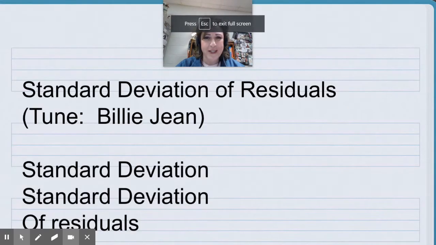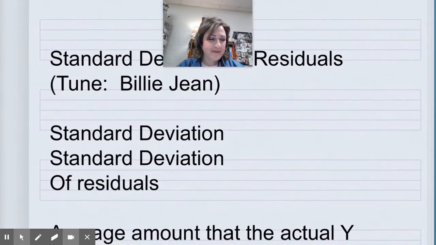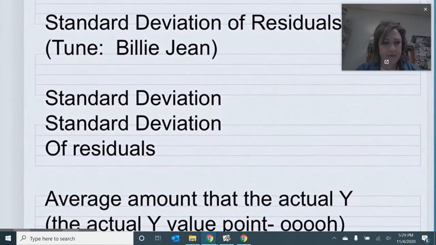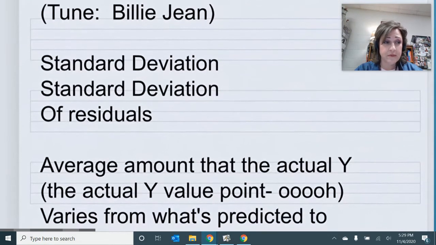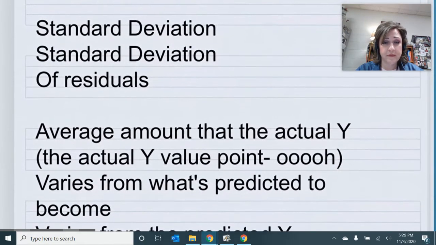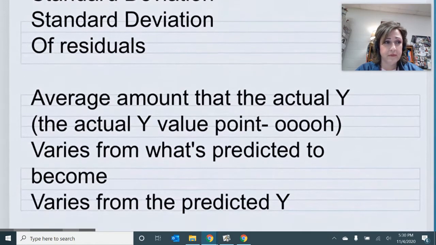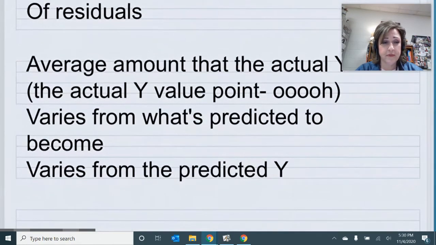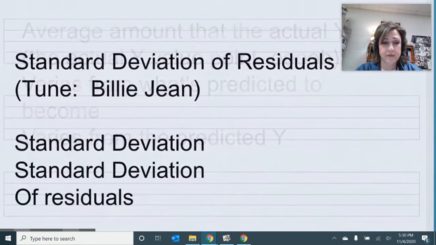This is actually not one of my favorites because it sounds so stilted. Standard deviation of residuals. Average amount that the actual y value point varies from what's predicted to be. Varies from the predicted y.